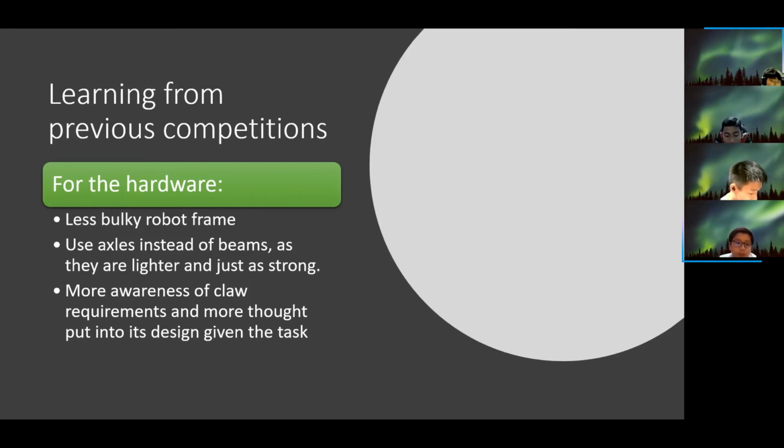For the hardware, we've learned from previous competitions that we should use a less bulky robot frame, and we should use axles instead of beams, as they are lighter but just as strong as beams themselves. We were also more aware of the claw requirements, and more thought was put into the design when we were given the task.